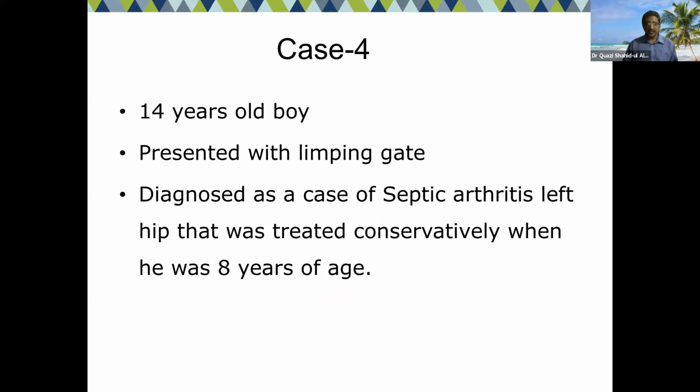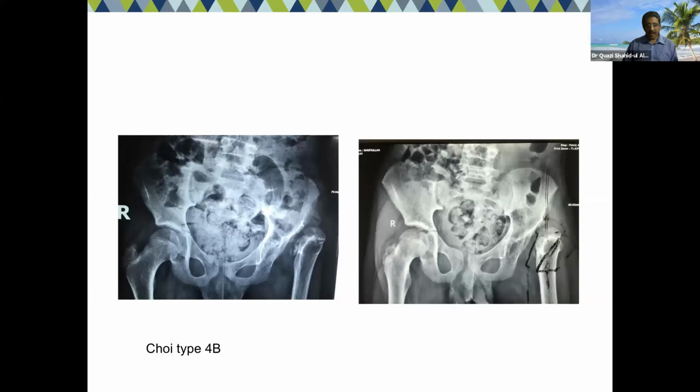This will be our last case. A 14-year-old boy presented with a limping gait, diagnosed as a case of septic arthritis of the left hip, which was treated conservatively when he was only 8 years of age. And this is how his X-ray looks now, when he is 14 years of age. It is Choi type 4B.